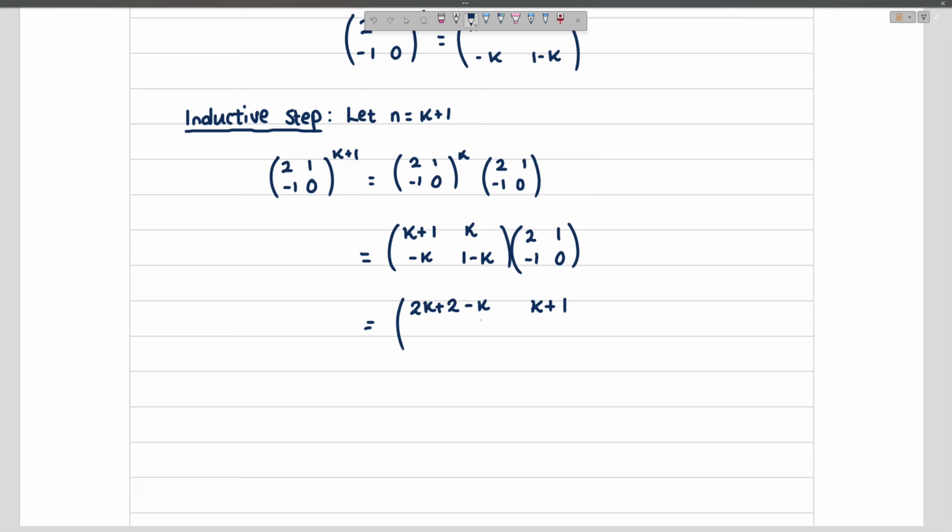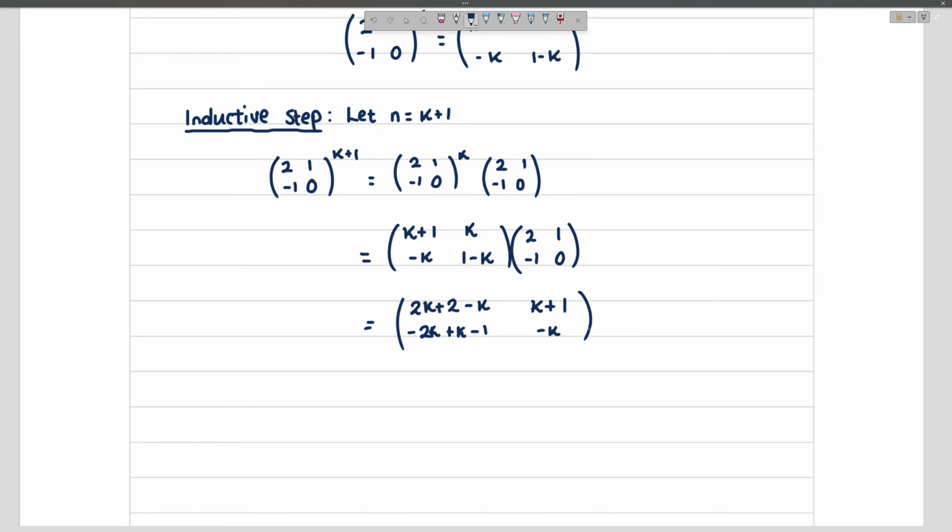So just be very, very careful with your signs here. So minus 2k times by minus one lot of 1 minus k here. So that's plus k minus 1 there, like so. And then finally here, this row times by this column. Okay, so minus k times 1 is minus k. Obviously 1 minus k times 0 is just 0, right? And we get this here.